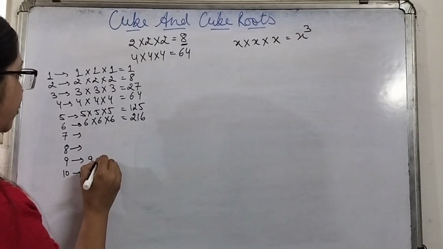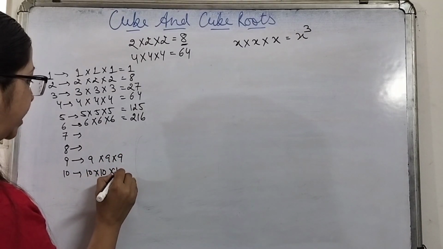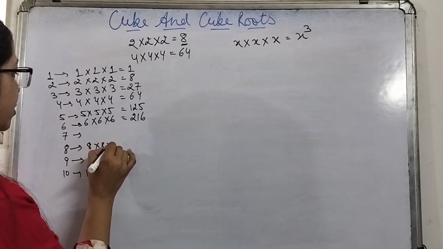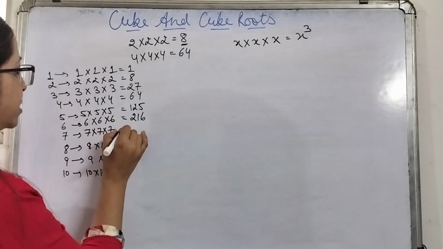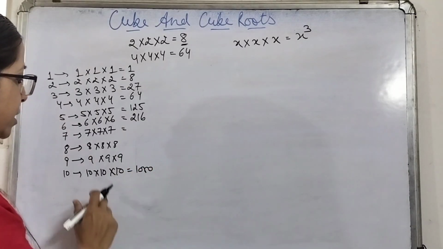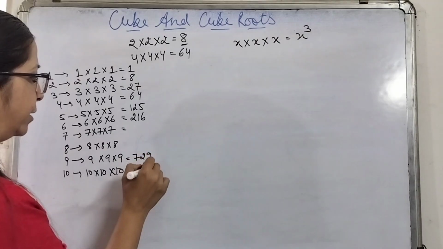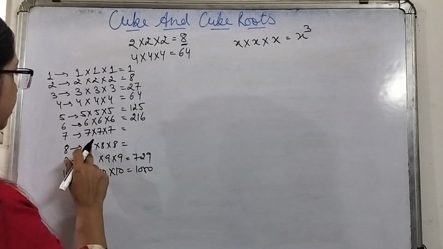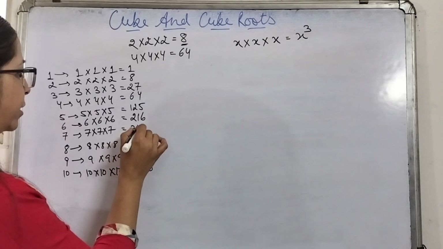For 9, it will be 9 into 9 into 9. For 10, it will be 10 into 10 into 10. For 8, it will be 8 into 8 into 8. For 7, we will multiply the number three times. 10 multiplied by 10 multiplied by 10 will be 1000. 9 9s are 81, 81 into 9 will be 729. Then comes 7: 7 7s are 49, 49 into 7 is 343.